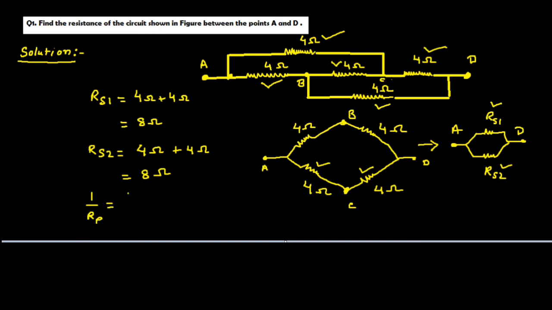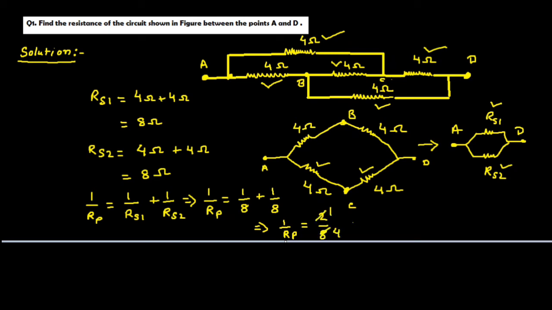So this is equal to 1 by RS1 plus 1 by RS2. From here, 1 by RP is equal to 1 by 8 plus 1 by 8, which means 2 by 8. So 2 into 1, 2 into 4. Clearly, it implies that RP equals 4 ohm. Hence, the equivalent resistance across A and D is 4 ohm. So RAD is equal to 4 ohm.